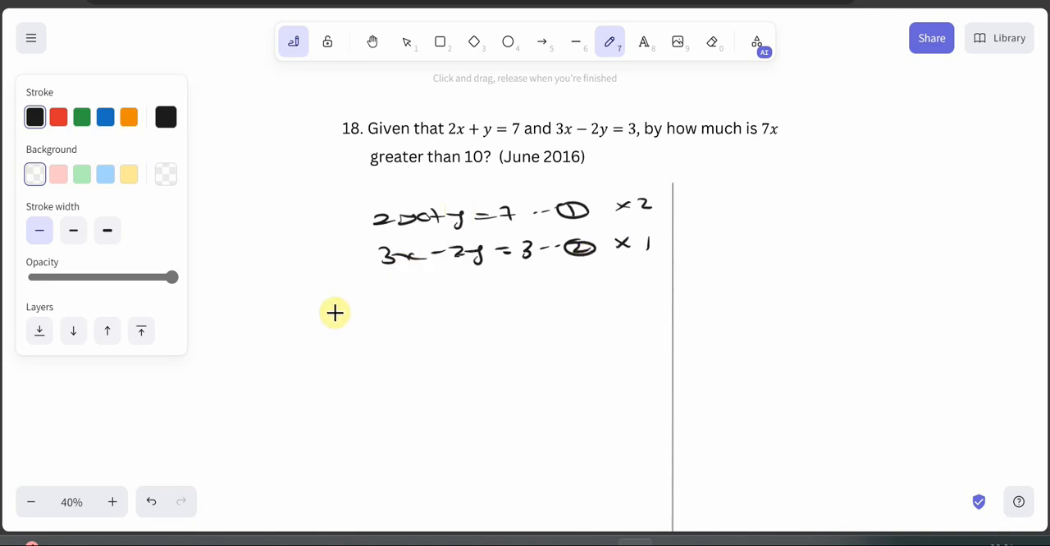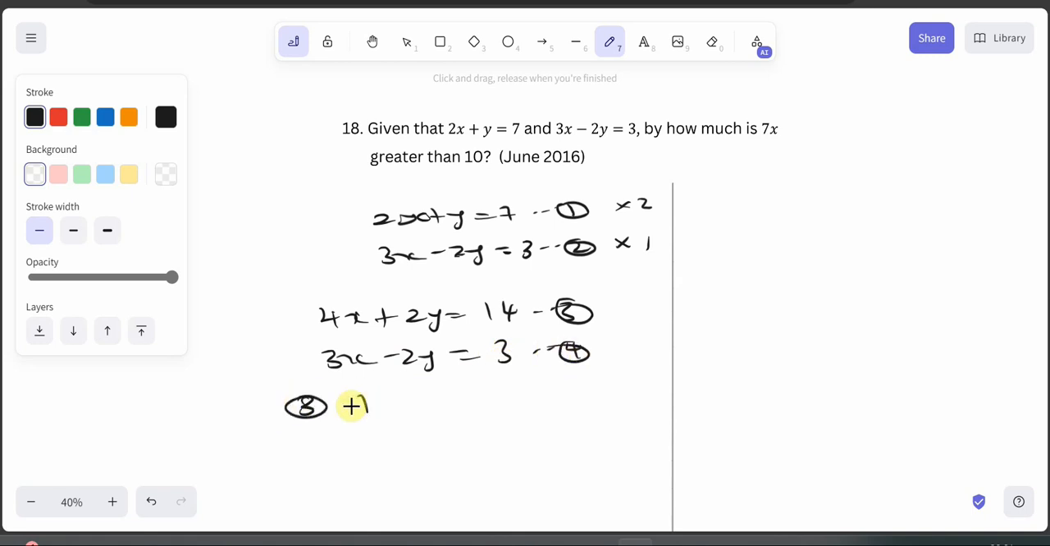That will be 4x plus 2y is equal to 14. This will be equation 3, and then 3x minus 2y is equal to 3. This will be equation 4. So I could just say equation 3 plus equation 4, because 2y plus minus 2y will give me 0. 4x plus 3x is 7x. 14 plus 3 is 17.